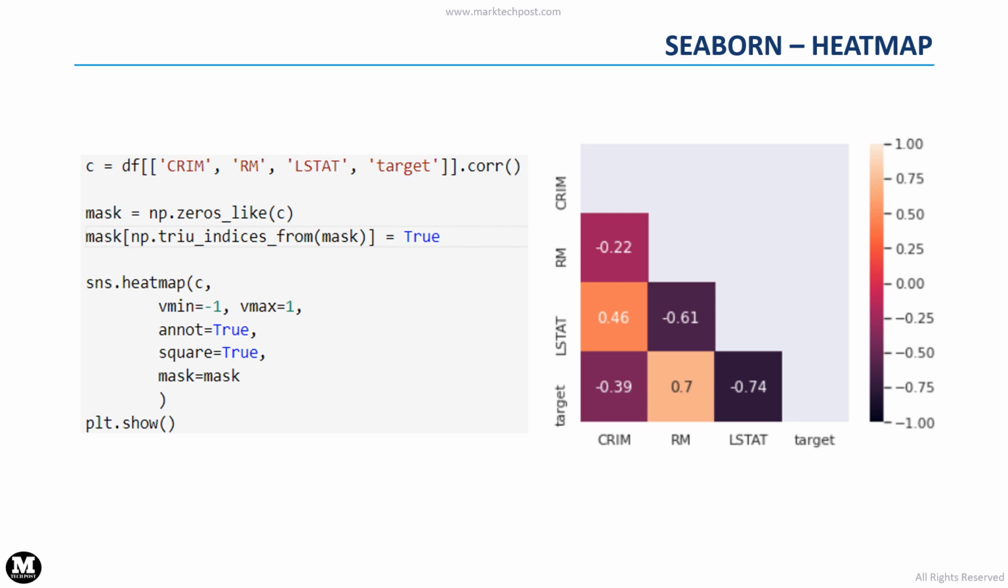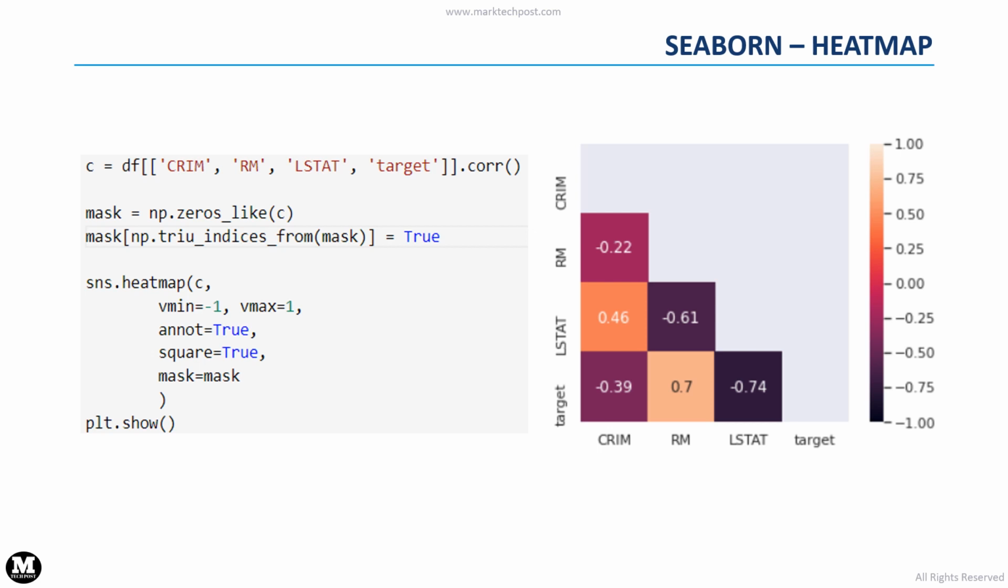The mask argument is used in this case to cover the upper right corner of the table, since it mirrors the bottom left corner. The zeros_like method returns an ndarray of zeros with the same shape of table C. The triu_indices_from method instead returns the indices related to the upper triangle of the mask variable. In this way, we can cover the top right corner of the table.